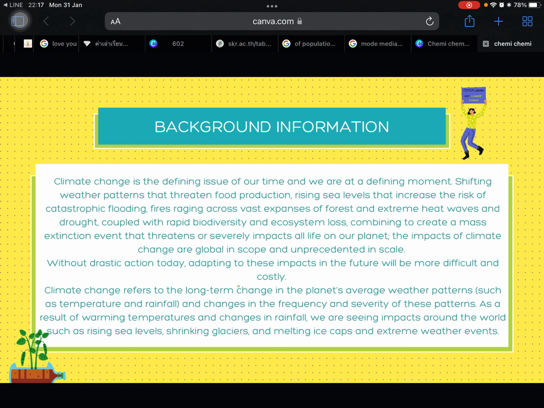Climate change refers to the long-term change in the planet's average weather patterns, such as temperature and rainfall, and changes in the frequency and severity of these patterns as a result of warming temperatures and changes in rainfall. We are seeing impacts around the world, such as rising sea levels, shrinking glaciers, melting ice caps, and extreme weather events.